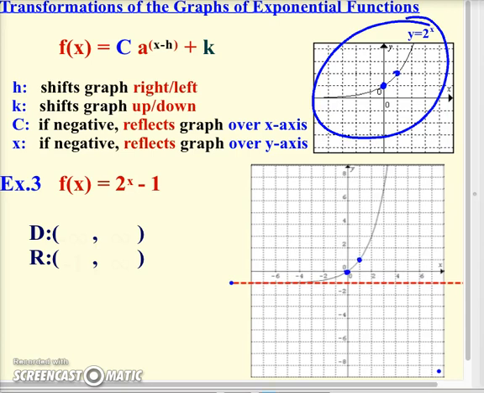So you can see those 2 points have been shifted down 1 from the graph up above. Very simple to do, but when you go up or down, the asymptote has to move along with the graph. Remember, domain's never going to change. Your range changed a little bit because of the downshift.